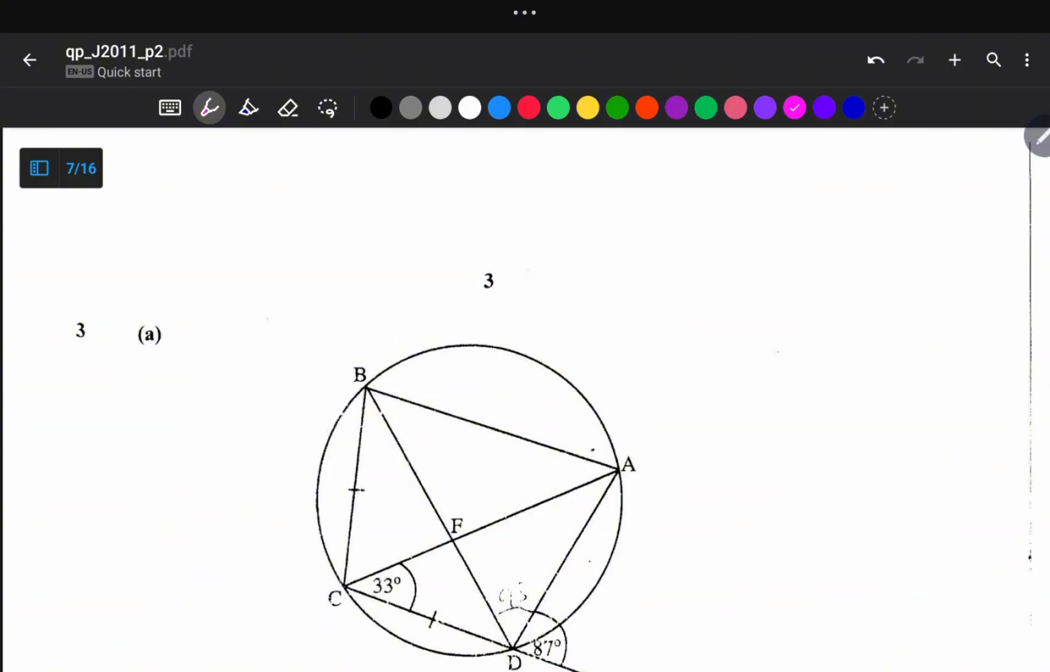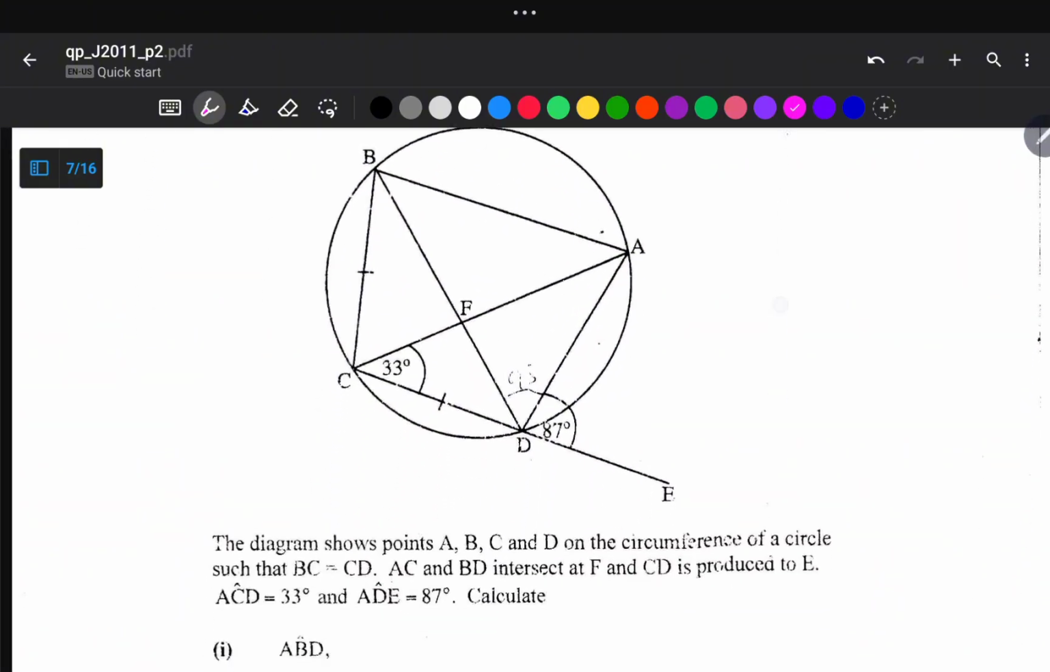So question number 3 says the diagram shows points A, B, C, and D on the circumference of a circle such that BC is equal to CD. AC and BD intersect at F, and CD is produced to E. We are also given that angle ACD is equal to 33 degrees and angle ADE is equal to 87 degrees.